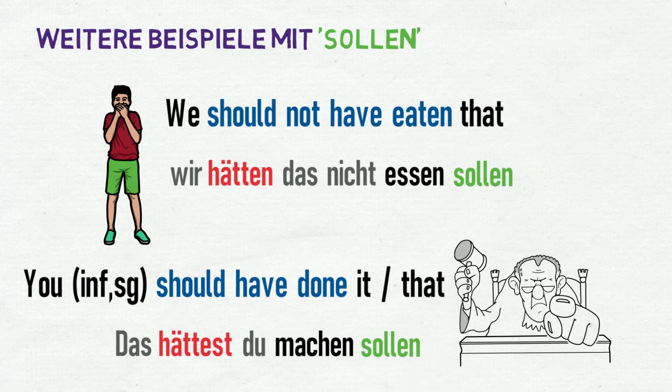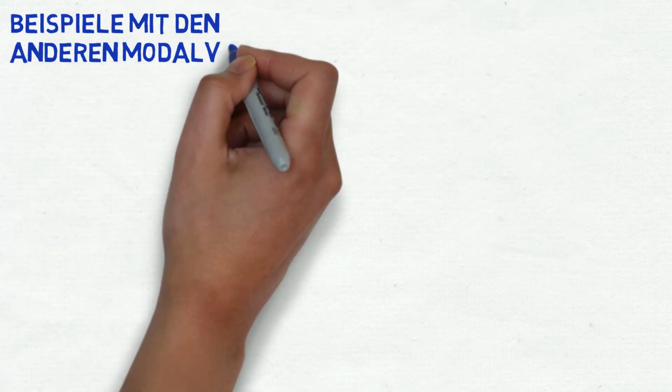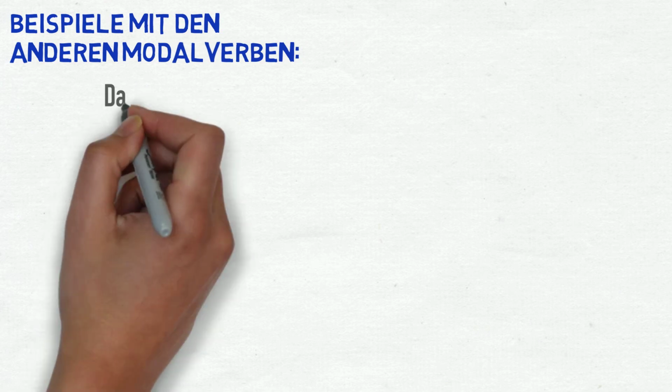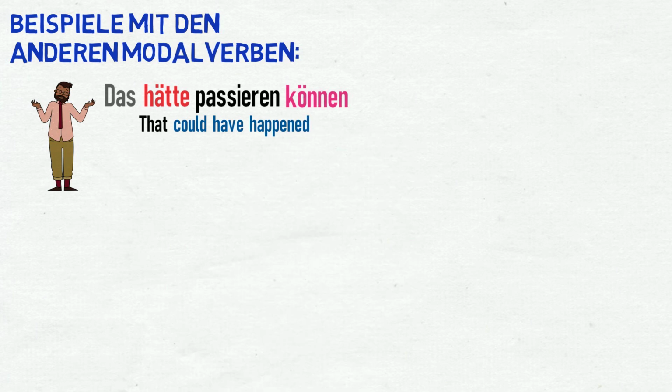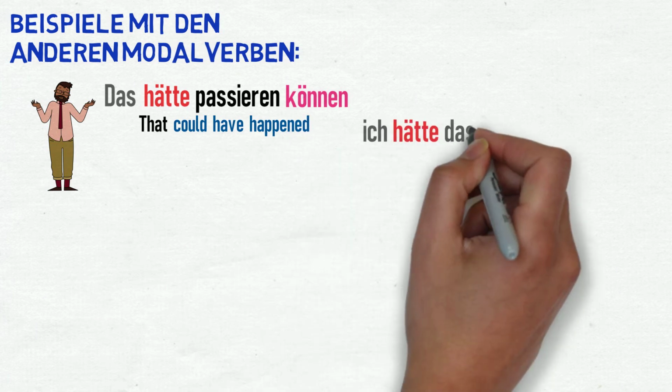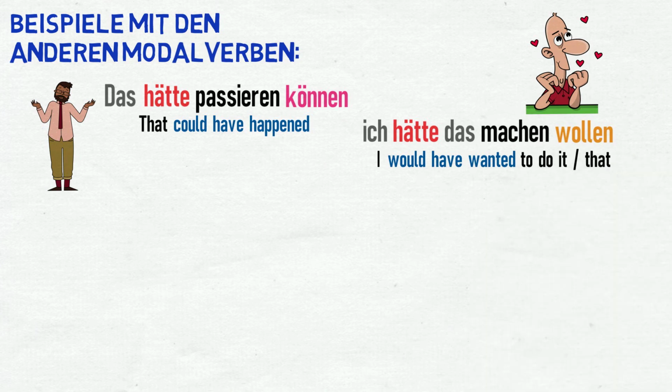You can use the other modal verbs to form sentences in this tense, but sollen is far and away the most common. Here are some examples using most of the other modal verbs. Das hätte passieren können. That could have happened. Ich hätte das machen wollen. I would have wanted to do it.